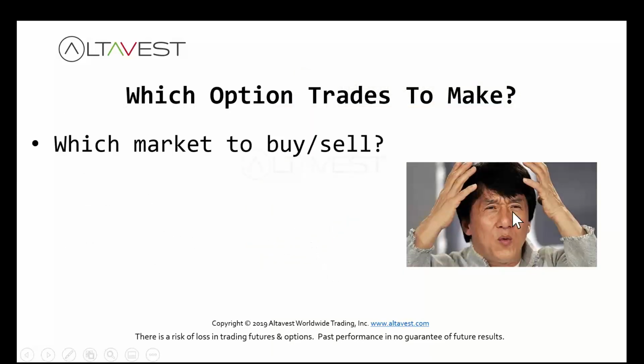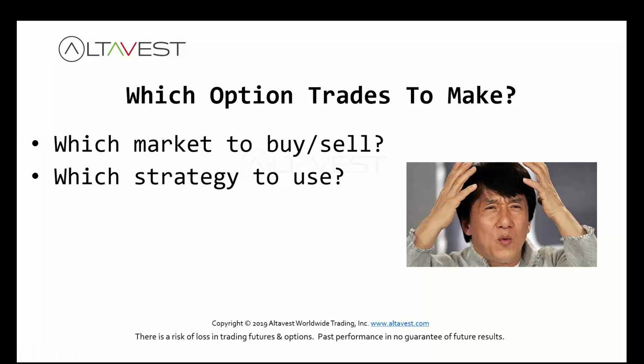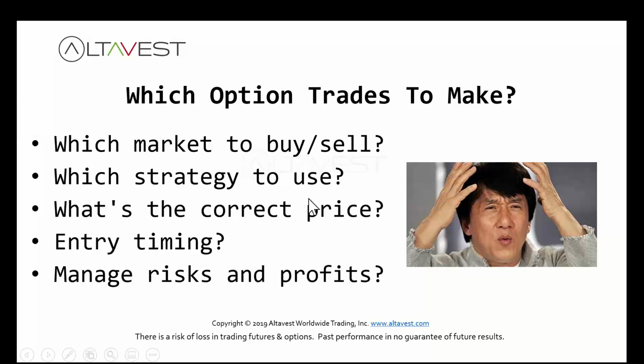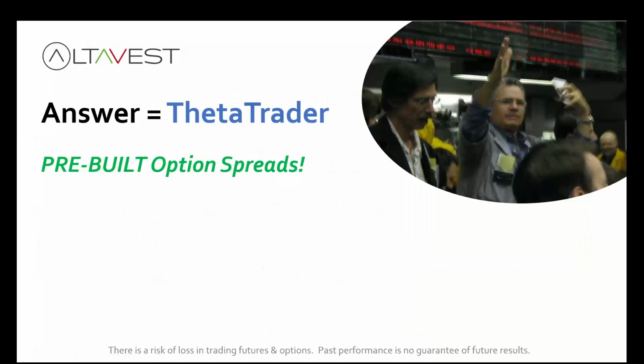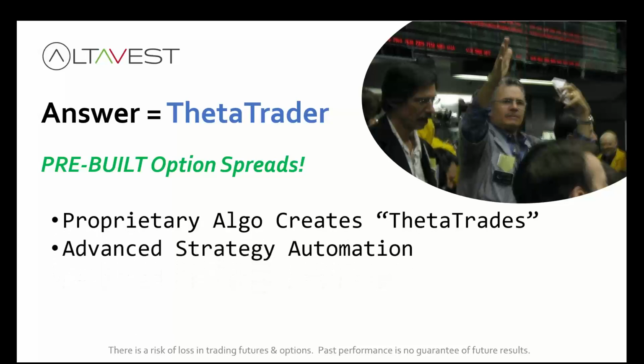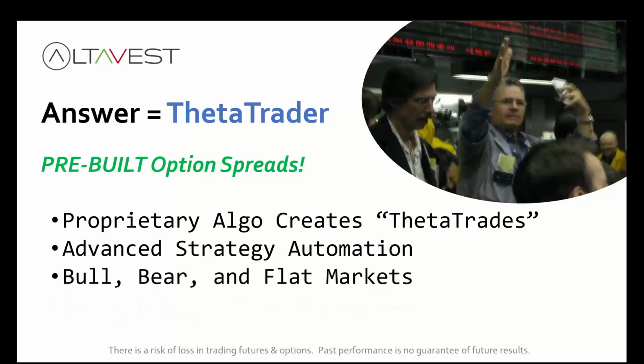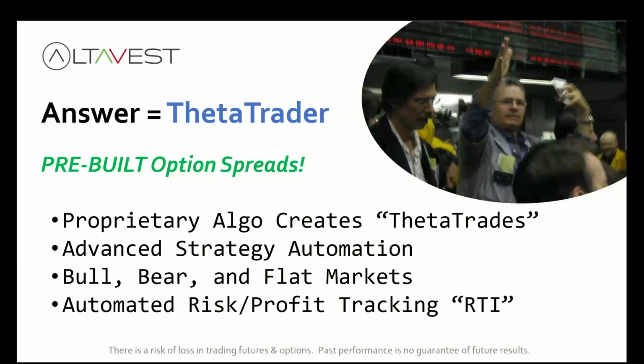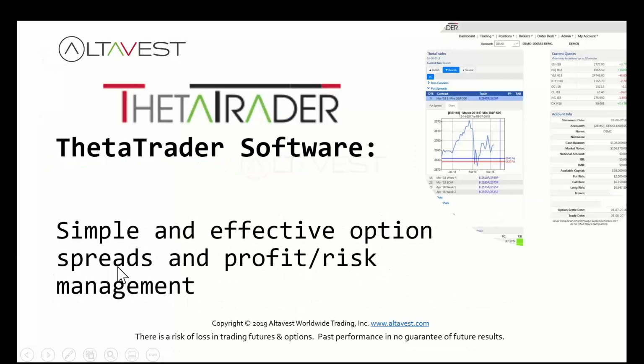But how would you know, like I think that's Jackie Chan, how would you know which market to do this with, how to buy and sell, what strategy to apply and when, what's the price, what's the timing, how do you manage the risk and the profits, how do you choose the strikes and expirations? Well, here you go, folks. It's called Theta Trades. These are pre-built option spreads. Our proprietary algo builds these Theta Trades for automation, bull, bear, and flat market conditions. So you have that automation with the RTI, the risk thermal indicator, and I'll show you that. Simple, effective option spreads and profit and risk management.